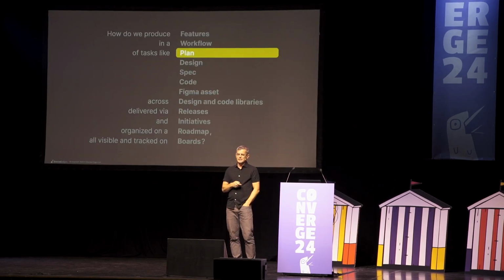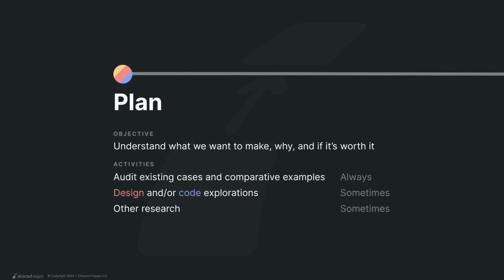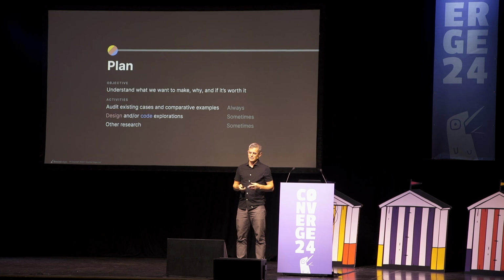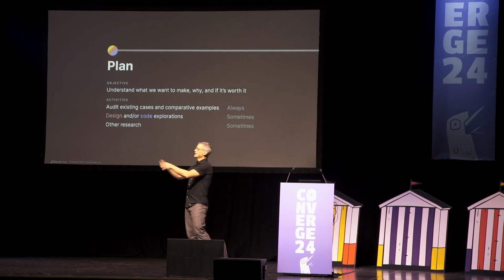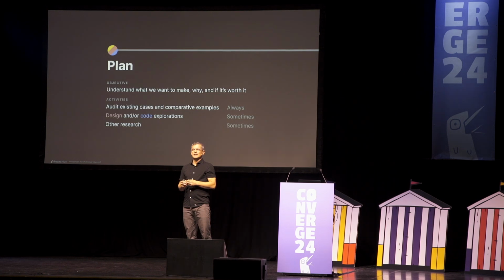So let's dig into some of the tasks like the plan. The purpose of the plan step, sometimes it's called propose or discover or something like that, is to understand what we're going to make, why are we going to make it, and if it's worth it to put it in the design system. Always that, for a new component, that includes the designer looking at other design systems. It includes that designer looking across the ecosystem of all the products and seeing if people are making that thing already. But maybe it includes a design exploration or a code spike or other research, but not always.